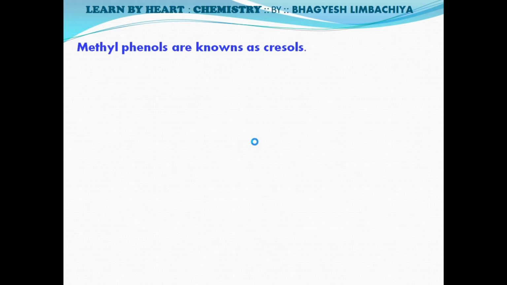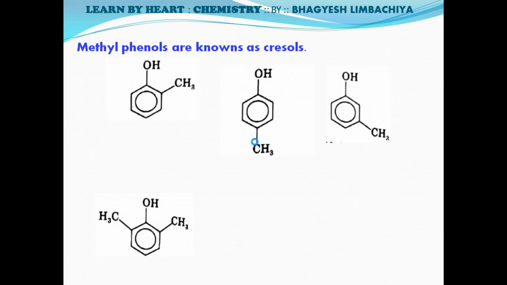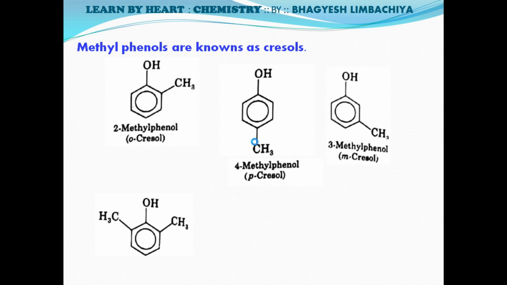Methyl phenols are known as cresols. See, first is 2-methyl phenol, that is ortho-cresol, 4-methyl phenol is para-cresol, and 3-methyl phenol is meta-cresol. Fourth is 2,6-dimethyl phenol. Okay, next.